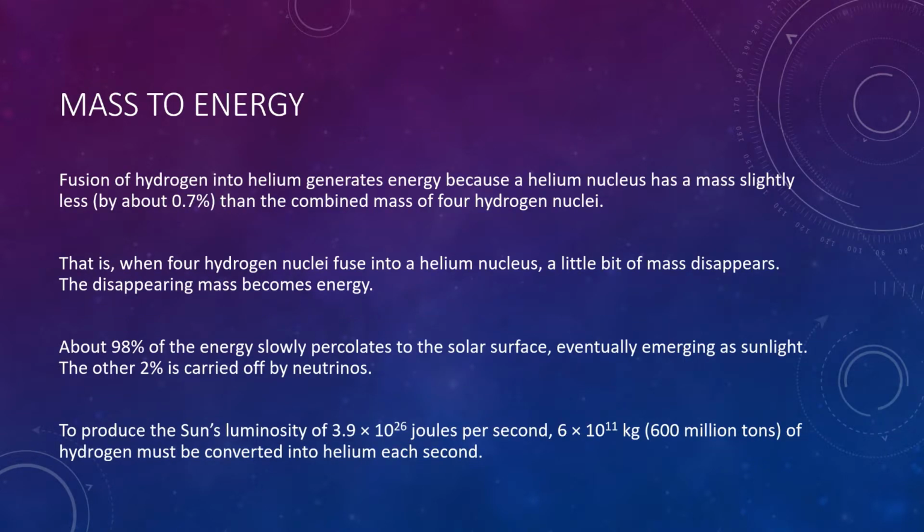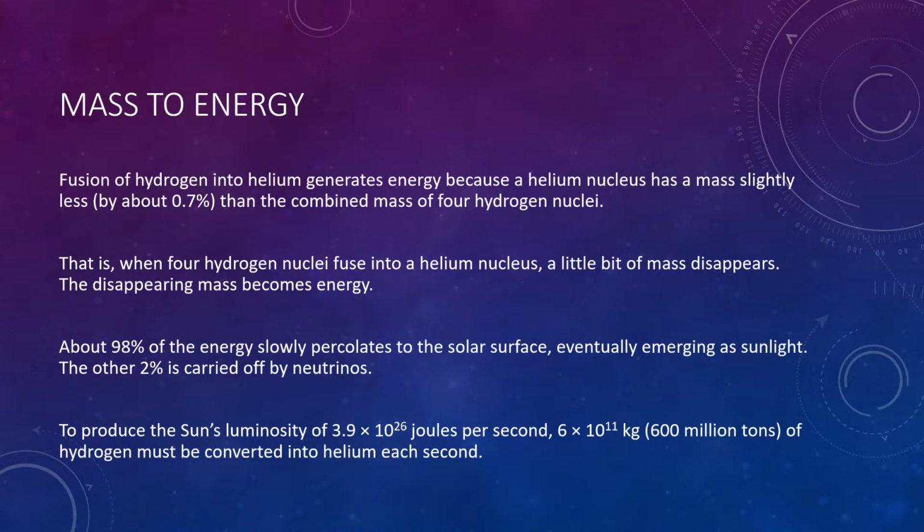Well, fusion of hydrogen into helium does generate energy because a helium nucleus has a mass that is slightly less, that is about 0.7% less, than the combined mass of those 4 hydrogen nuclei. That is, when 4 hydrogen nuclei fuse into a helium nucleus, a little bit of mass disappears. This disappearing mass is what becomes energy in accordance with Einstein's formula E = mc squared.